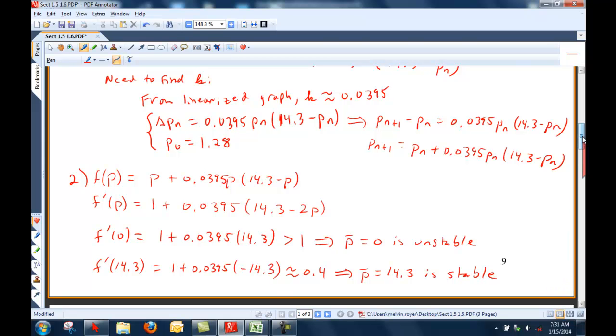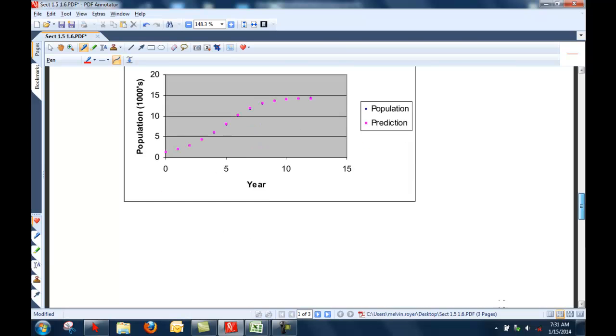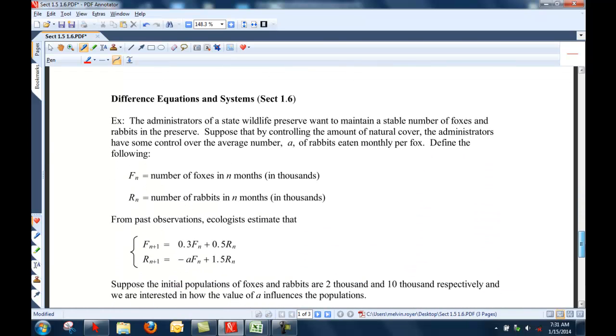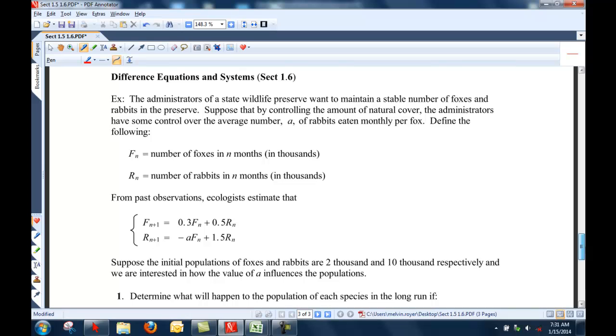Okay, the other model that I would like to look at is an example of a dynamical system, which just means that we have more than one difference equation involved. And this is an example of a very popular problem in ecology and in math modeling called a predator-prey model. So, as you probably know, fox unfortunately eat rabbits. It's sad to think, but it's true. And so the fox become the predator, the rabbits become the prey.